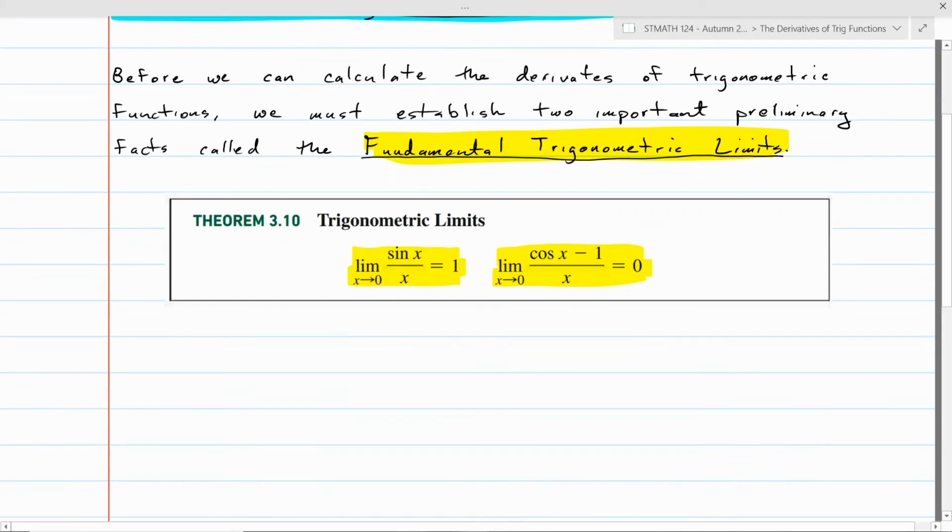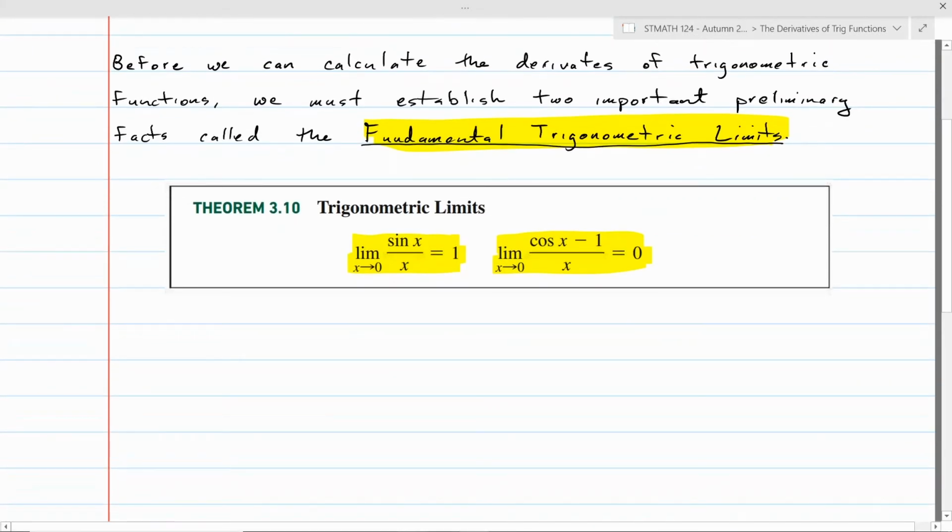Of course, for both of these limits, you can't simply do direct substitution because you get division by 0. But you may notice that if you try to plug in 0, you get 0 in the numerator and the denominator. And those are the kind of limits where we have some hope that we can get it to work out.